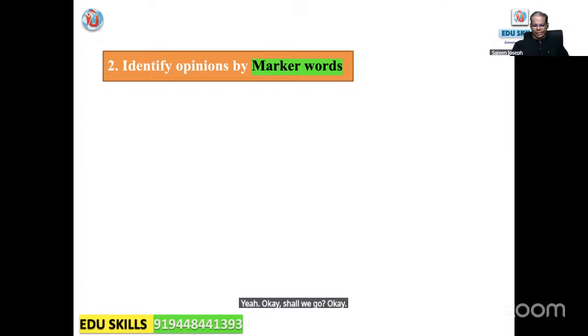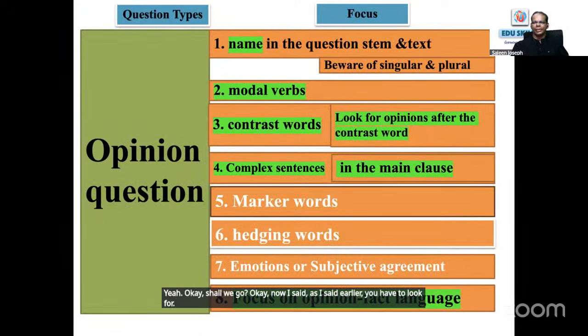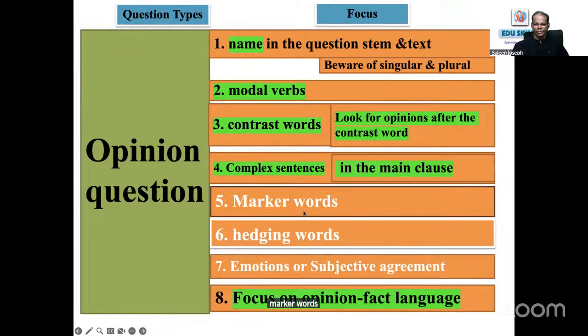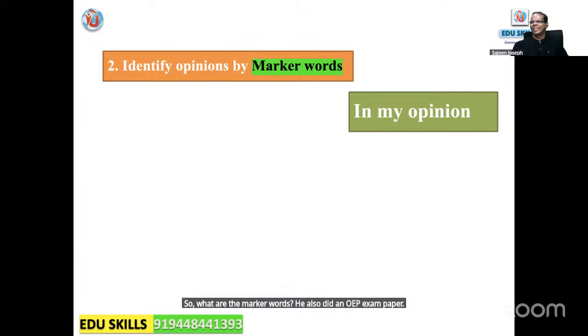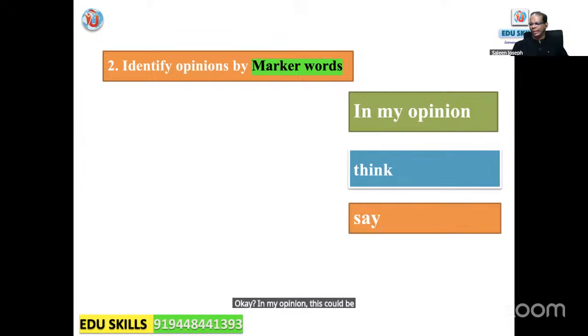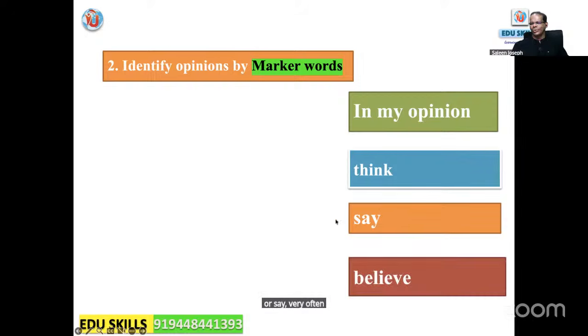Okay, now as I said earlier, you have to look for marker words, right? And hedging words and emotion and subjective agreement. So what are the marker words used in OET exam paper? Okay, in my opinion, this could be I think or say. Very often they use say in OET. Believe. These are the often used words. If you see a word, Cirelli says, then you know that is an opinion. Or in my opinion, think, believe, all these are marker words.